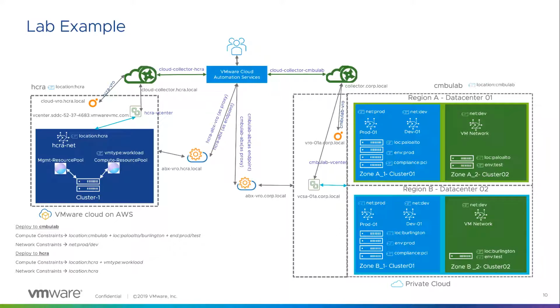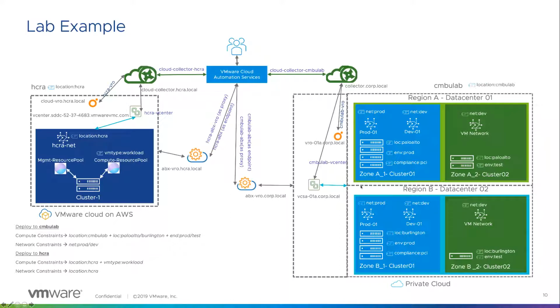So I can simply say, okay, I want to deploy to the Palo Alto location, so I need to select Palo Alto, and then the other one is Burlington. The environment typically mirrors each other, the Palo Alto location and the Burlington location, but the locations are different.